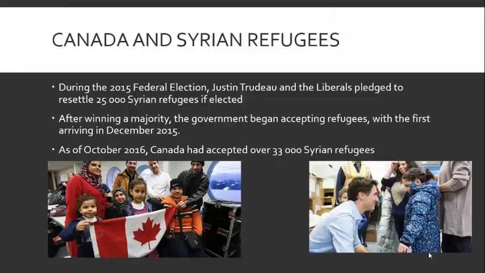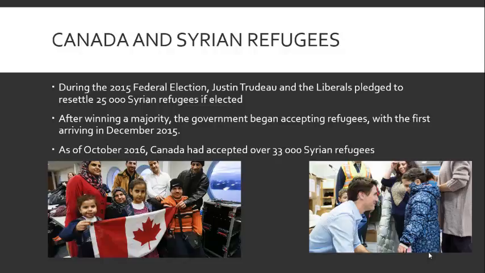Now, here in Canada, we have been fairly welcoming to Syrian refugees. So during the 2015 federal election, Justin Trudeau and the Liberals pledged to resettle 25,000 Syrian refugees if elected. And when they won the majority government in October 2015, they began the process of accepting refugees and screening them, with the first arriving in Canada 2 months later in December. Now, as of October 2016, Canada had accepted over 33,000 Syrian refugees. But this is not without issues.